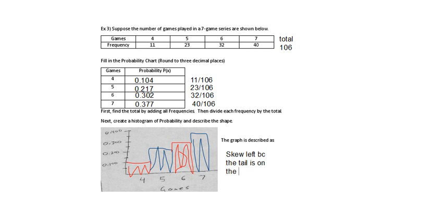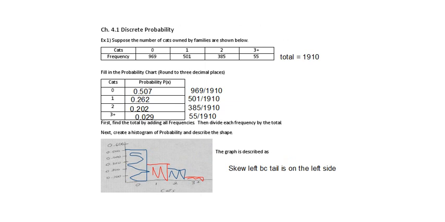Which means I made a mistake on the first one. Hang on. Let me go back. I'm going to fix it. The first graph was skewed right because the tail is on the right side. All right, that's fixed.